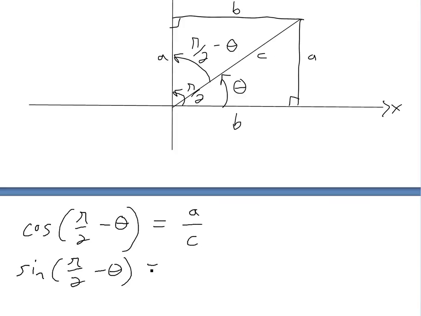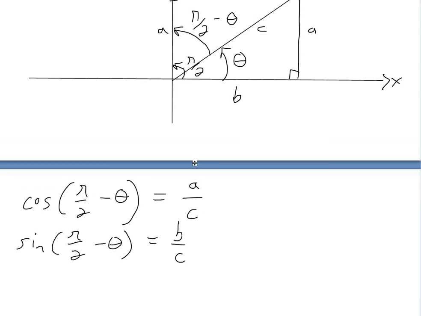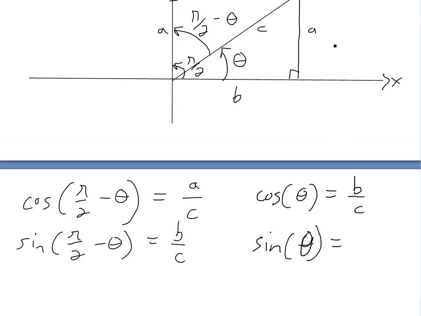So it's going to be B over C. And then we just compare these ones here. So now if we look at this one, we'll just go cosine of theta. This is equal to, well, adjacent is B, so it's going to be B over C. And sine of theta is just going to equal, well, opposite over hypotenuse, so A over C.